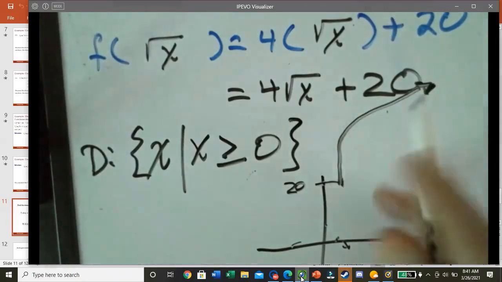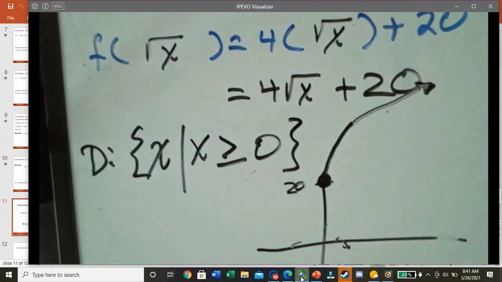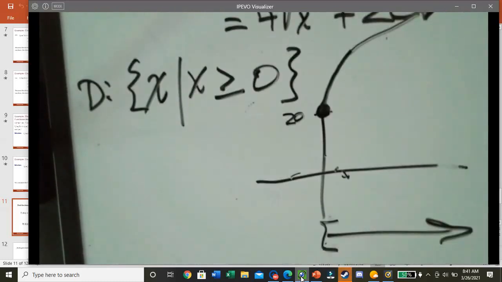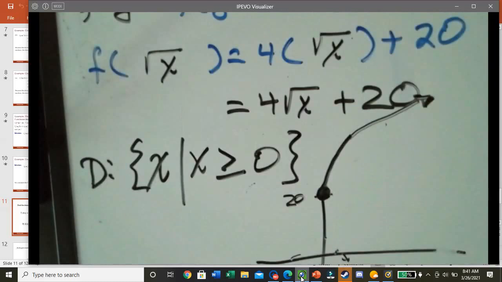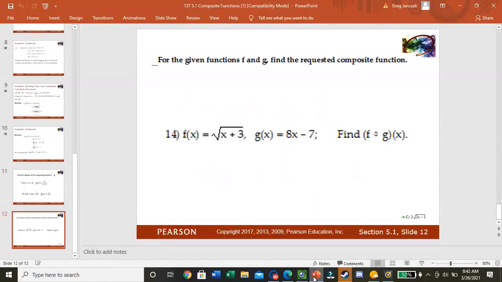But the domain is still 0 to infinity, right? X is greater than or equal to 0. Okay? Questions with that? Alrighty. Let's try another one. You guys do this one.